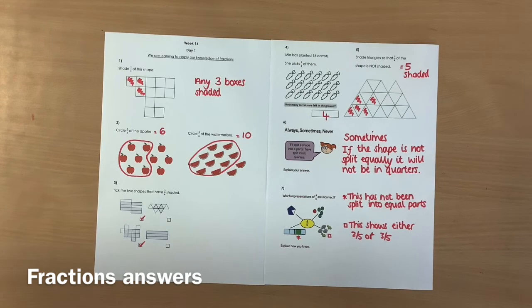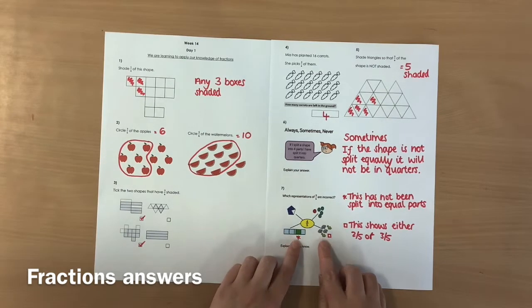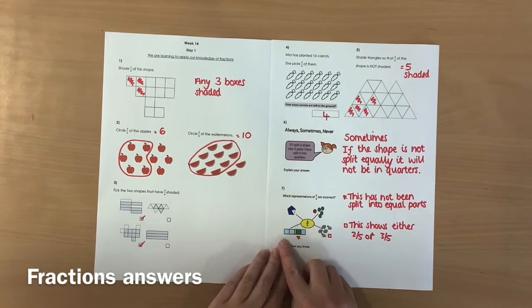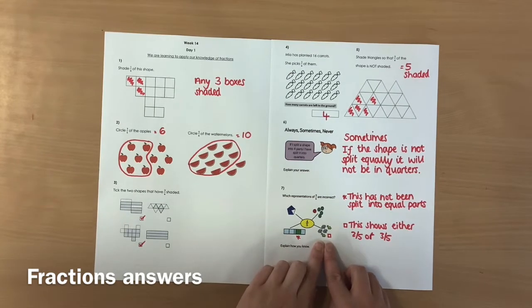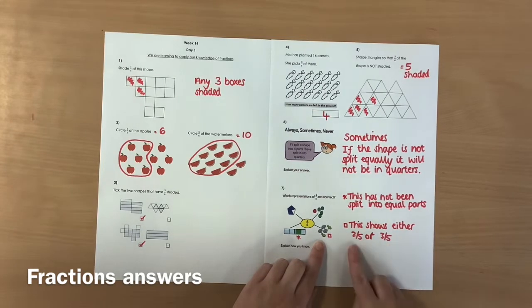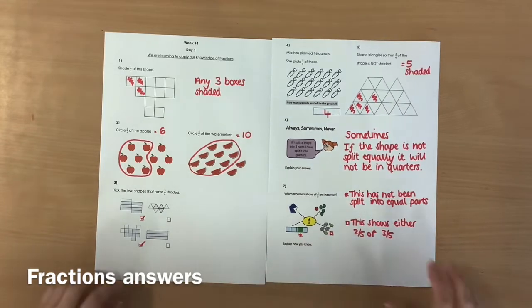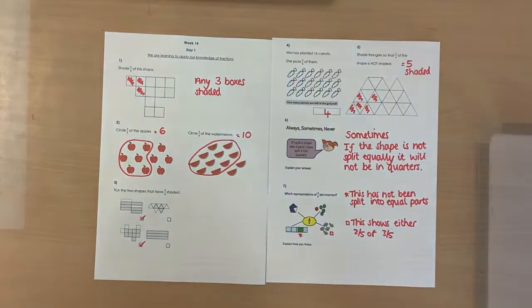And question number 7, which representations of 4/5 are incorrect? That was these 2 bottom ones here. So the bar one here hasn't been split into equal parts. And the one with the elephants and the tortoise is also not correct, because it's either showing 2/5 or 3/5. So well done for doing that.